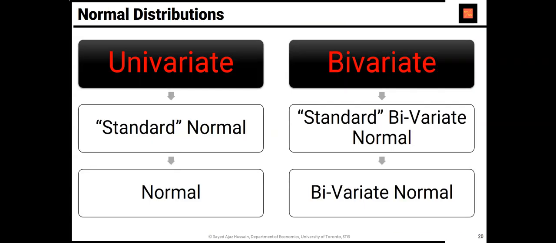I'm going to do the following. I think this is useful because I'm going to show you how to think about normal distributions with one variable, and then I'll show you how to think about normal distributions with two variables. You remember that in one variable there are standard normals and simply normals. In the same way, in the bivariate case, there will be standard bivariate normals and bivariate normals.